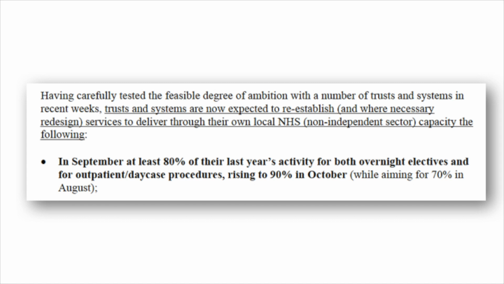Notice the wording. They've tested the feasible degree of ambition. They haven't tested the degree of ambition. It's the feasible degree of ambition. If we're going to get anywhere near there, we'd start to need to do things differently and more effectively.